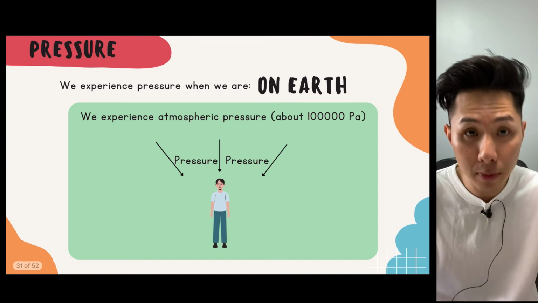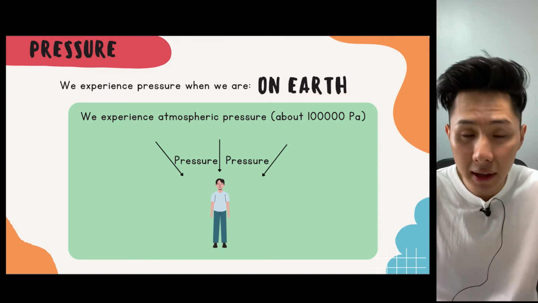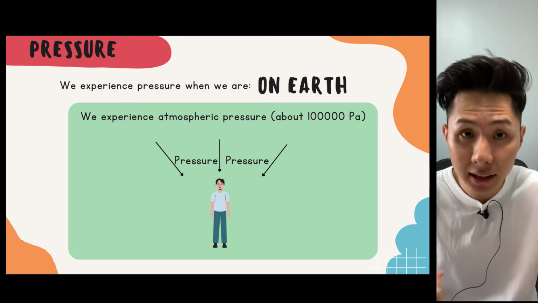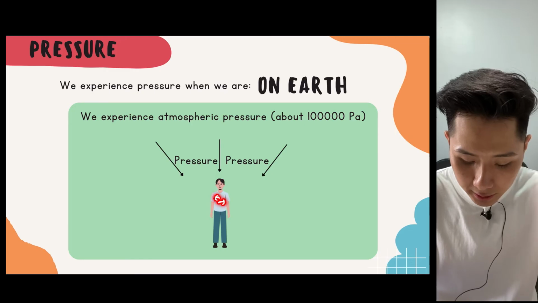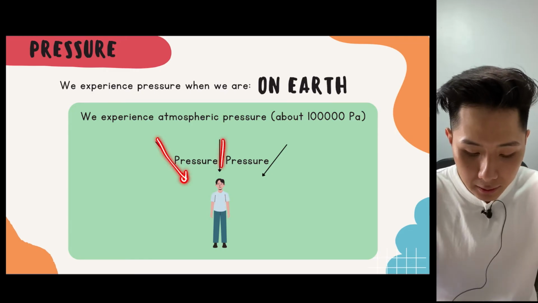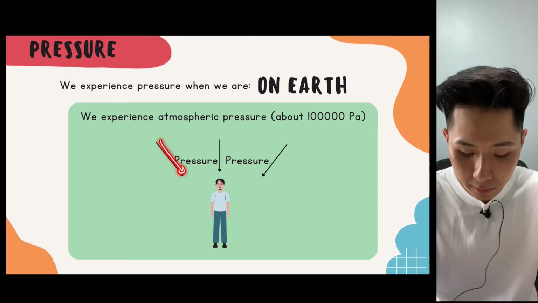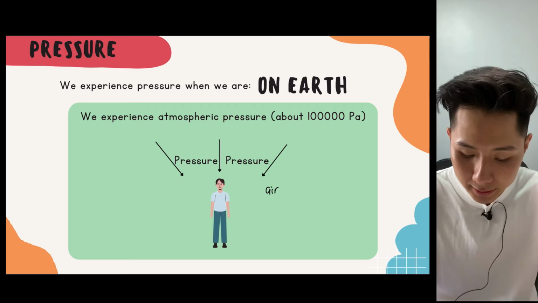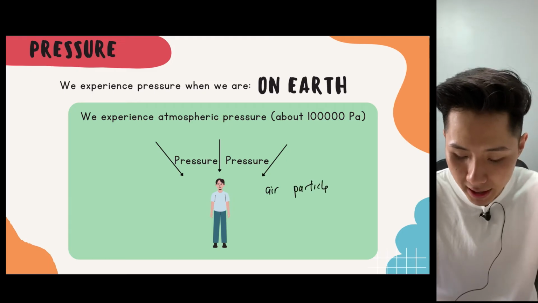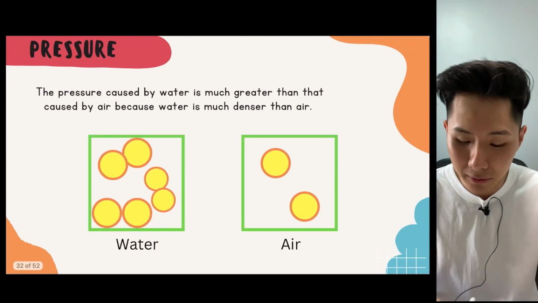Whereas the other type of pressure is the one that we experience now on Earth. We don't really feel it because internally we still have the pressure inwards. The pressure we experience on Earth is called the atmospheric pressure, and it's caused by the air particles. And the air particles are actually hitting us all the time. We just don't feel it.